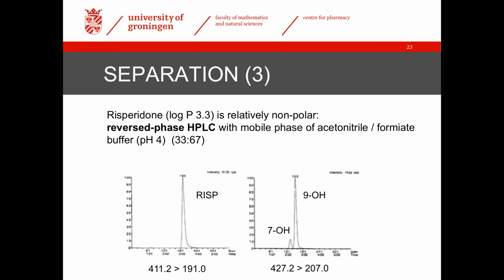Fortunately, we could easily find a good combination of stationary and mobile phases that allowed separation of the 7- and 9-hydroxy metabolites, as you can see in the right-hand chromatogram. And as expected for risperidone, we see no interference.